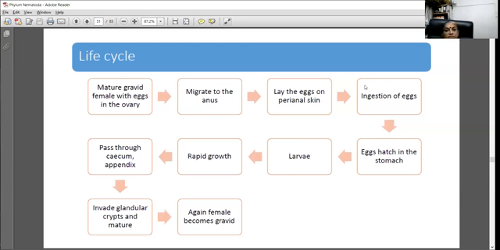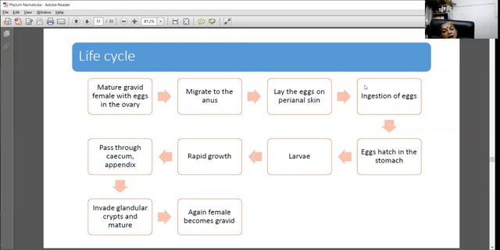Now when these eggs reach the stomach, the eggshell, which is albuminous, is digested and the larva is released. This larva rapidly grows and passes through the cecum and the appendix, and invades the glandular crypts of the intestine and matures there. After maturation, the female becomes gravid, and this mature gravid female with the eggs in the ovary will reach the intestine and migrate to the anus in the night, and the life cycle is repeated.